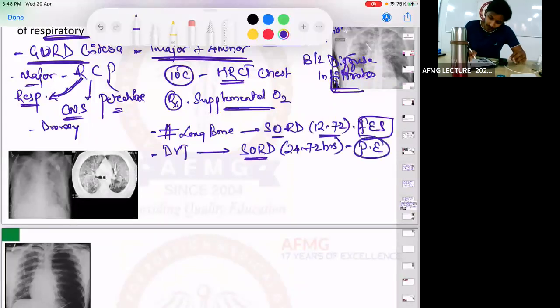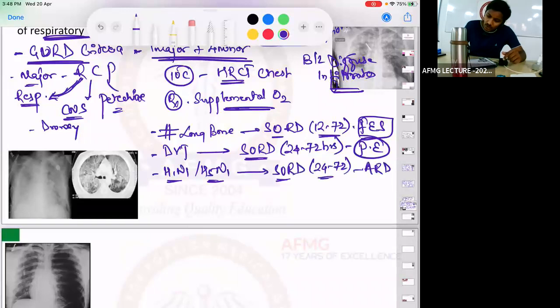But if a patient of H1N1 flu, that is swine flu, or H5N1 flu, that is avian flu, so after any pulmonary infection, if the patient comes to you with sudden onset respiratory distress and is admitted in ICU usually, then the classical case is of ARDS, that is acute respiratory distress syndrome. So these are the 3 differentials of sudden onset respiratory distress: after long bone fracture, after DVT, after any flu or infection.